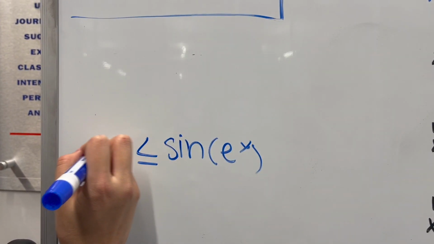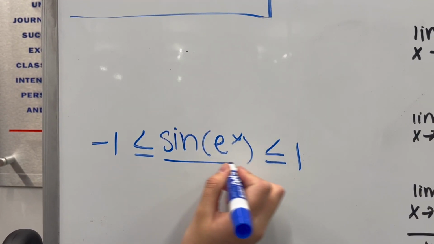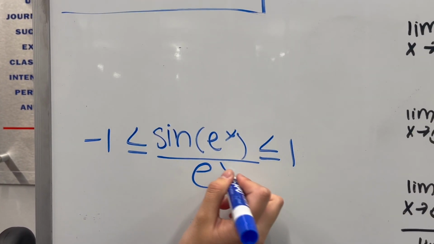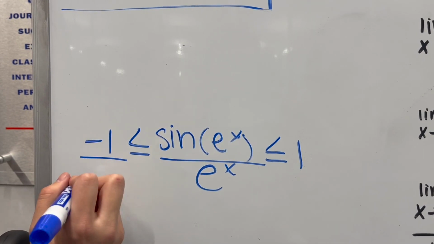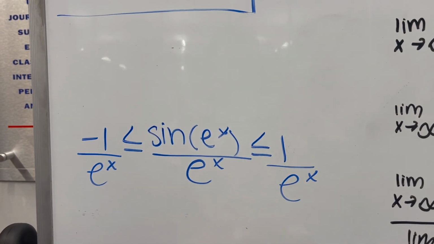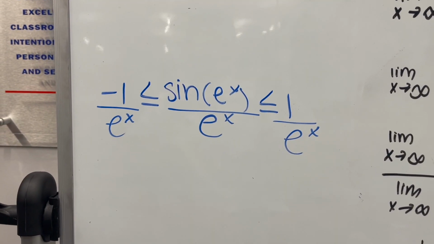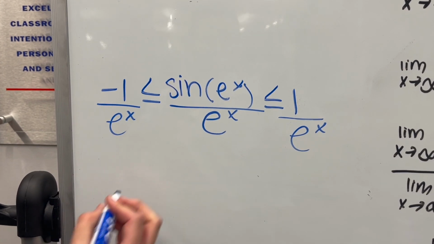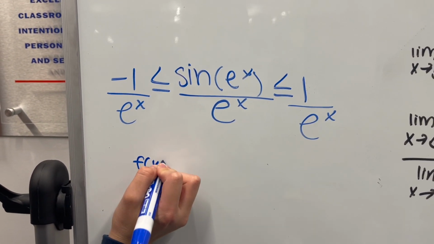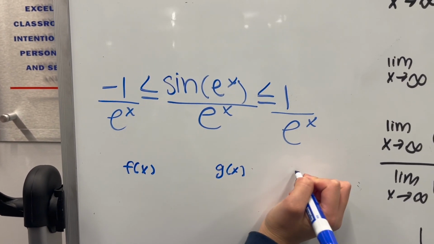First up, we're going to just set up the sine of e^x between its boundaries, which is -1 and 1. And in order to get the boundaries that we need for sin(e^x) over e^x, we're going to divide everything by e^x. So now we're going to rename these functions as the squeeze theorem states, as f, g, and h.